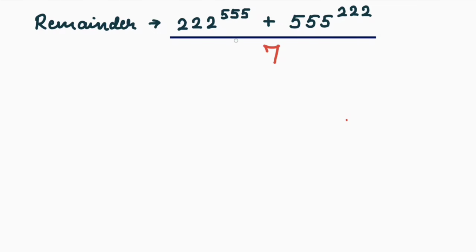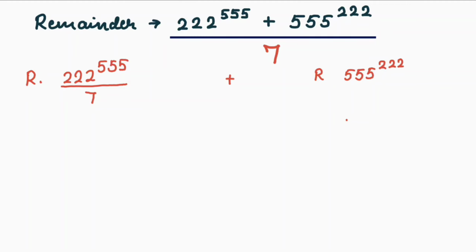Hi friends, this question covers most of the remainder theorems. Initially, use the remainder of sum property where you need to find the remainder of 222 raised to the power 555 when divided by 7 and add it to the remainder of 555 raised to the power 222 when divided by 7.